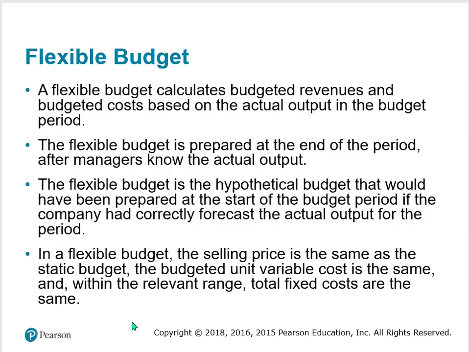And with the flexible budget, the selling price is the same, the budgeted unit variable cost is the same, and within the relevant range, the total fixed costs are the same. Okay, but we're just looking at changes in quantity.